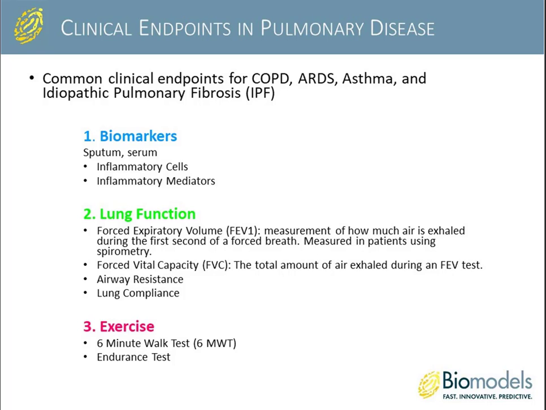Something else that is looked at is lung function, and there are a number of different components of lung function that can be measured, including forced expiratory volume, forced vital capacity, airway resistance, lung compliance, and a number of other measures of lung function. Additionally, exercise tests are used to assess lung function as well, such as the 6-minute walk test or an endurance test. And so we have a number of ways of assessing all of these components within the disease models that we offer.